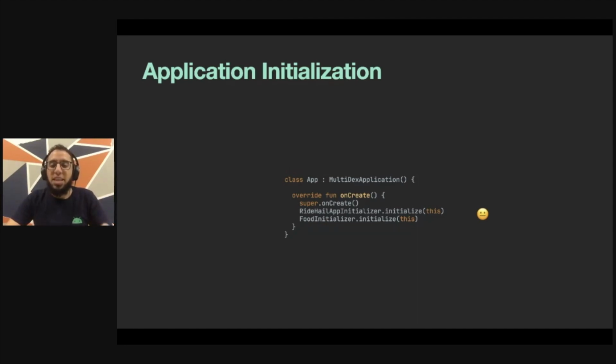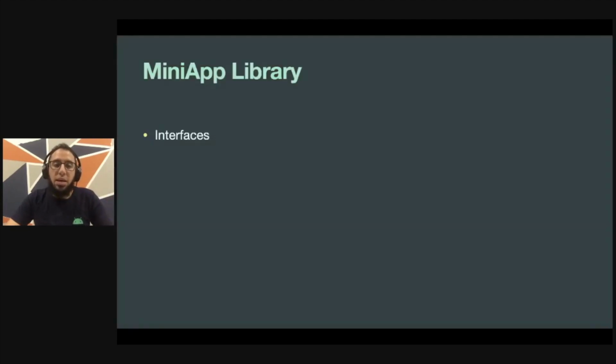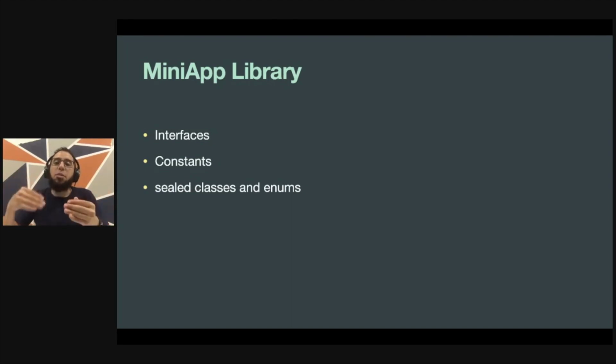And one of the things that stands out here is, like, why not just have some sort of initializer interface? And fair enough. So let's start by creating a mini app library. And we say, hey, this library is a set of interfaces, constants, sealed classes, enums, no actual implementation, but just a set of interfaces, essentially, that each and every mini app can depend on. So the app folder that we converted into a library from each of ride-hailing, now, and so on and so forth, food, and so on and so forth, can depend on.